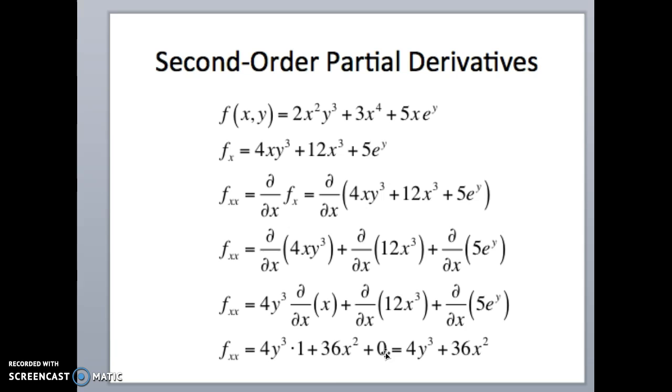Simplifying this, we have f sub xx is going to be 4y cubed times 1 plus 36x squared, or 4y cubed plus 36x squared. So f sub xx means first take a partial with respect to x, then take another partial with respect to x. That's what our f sub xx, second order partial, represents.